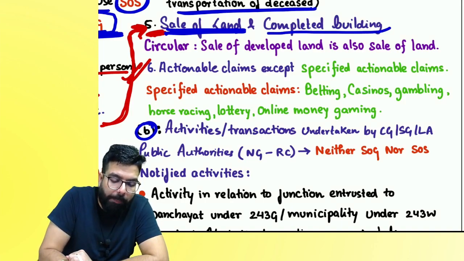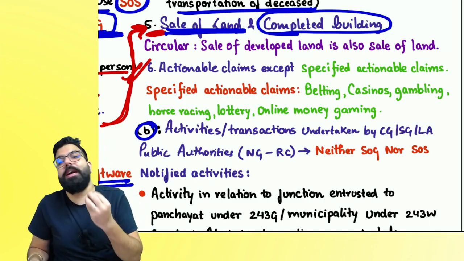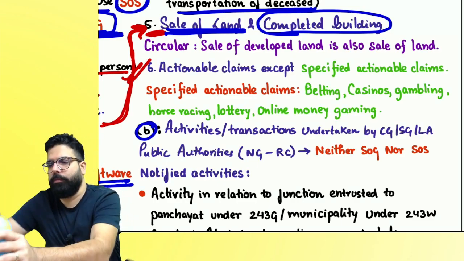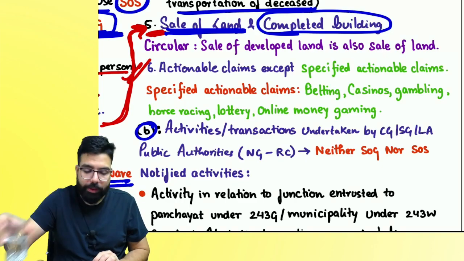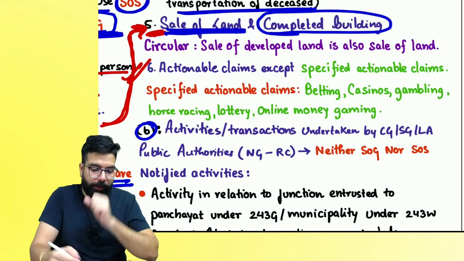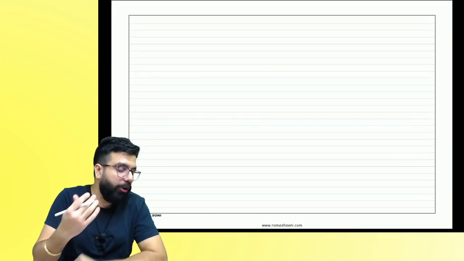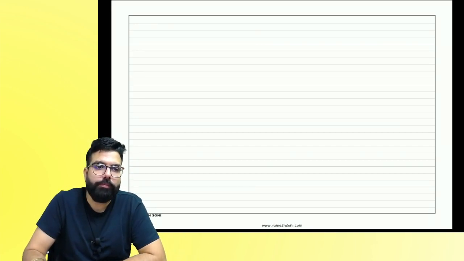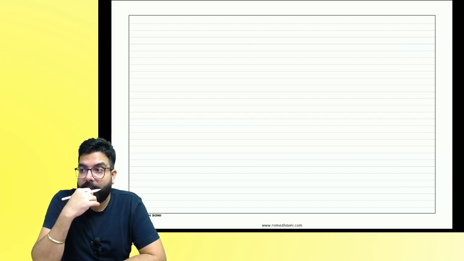Then they are telling sale of completed building is also neither supply of goods nor supply of service. Let's understand, what do you mean by a completed building? People, listen. When do you call a building to be complete? When the completion certificate is received. Do you guys agree with me?